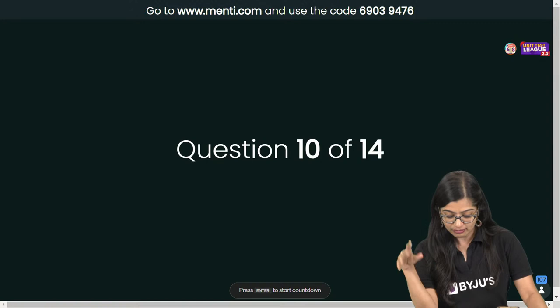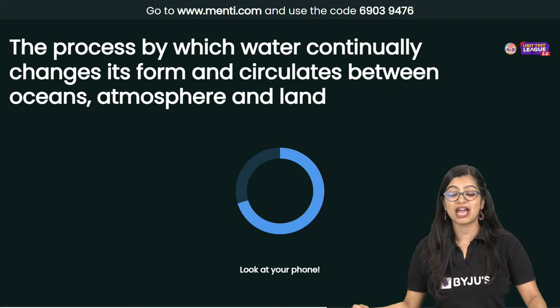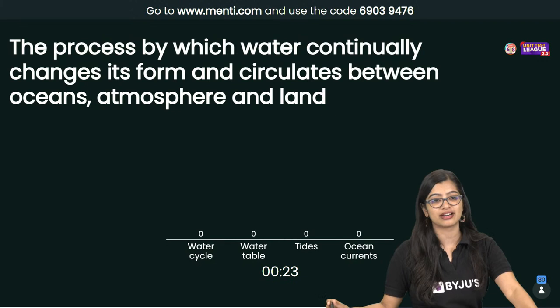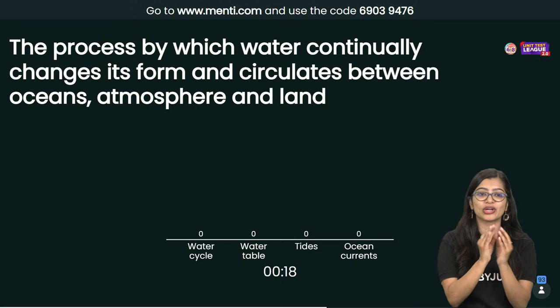Question number 10, everyone. The process by which water continuously changes, it's very easy, changes and circulates between ocean, atmosphere and land is what? Water cycle, water table, tides or ocean current? This is so easy. 7th grade geography is so, so easy.